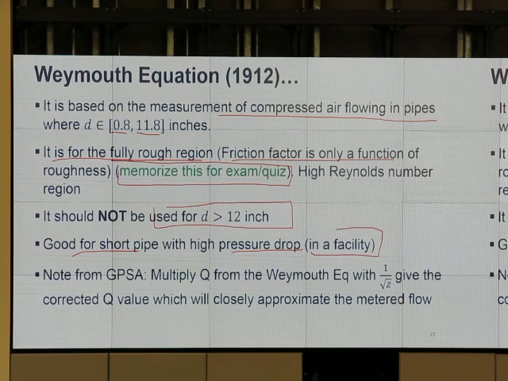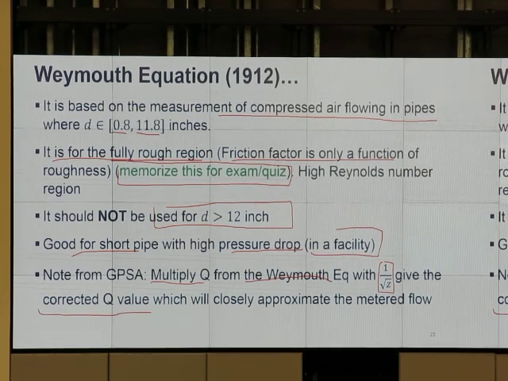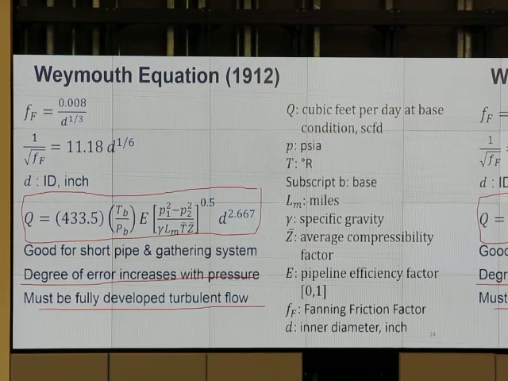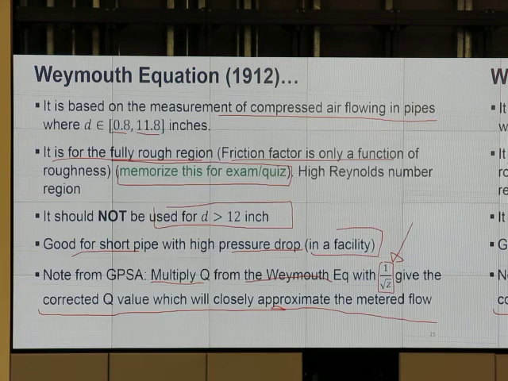From GPSA, we have to know that multiplying Q from the Weymouth equation by 1 over square root of Z gives the corrected Q value, which will closely approximate the actual flow. This is a suggestion from GPSA. If we need a little more accuracy, multiply by 1 over square root Z. But this 1 over square root Z itself is not part of the Weymouth equation. If you want it accurate, use the Weymouth equation. To be even more accurate, take the GPSA suggestion, multiplied by 1 over square root Z. Good? So the Weymouth equation is for short pipe, fully rough region.